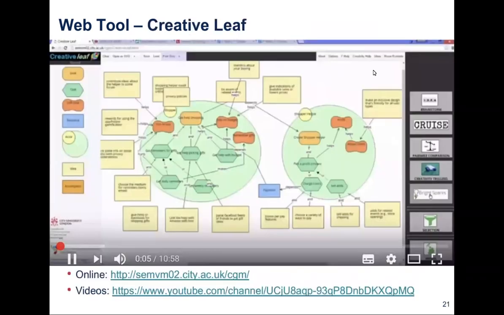And finally, we have two more. One of them is called Creative Leaf. It's a web-based tool. It's not like software, or a plug-in underneath Eclipse or Visio. It's just a web-based tool, and it can be found on the following website. And an interesting video on how to use this web-based tool is also available here.